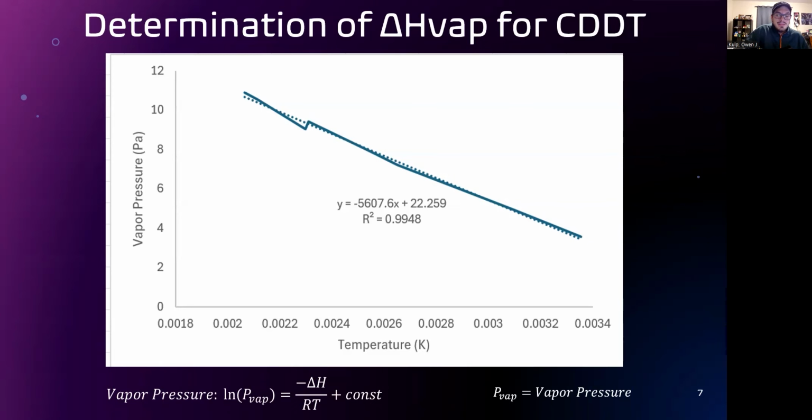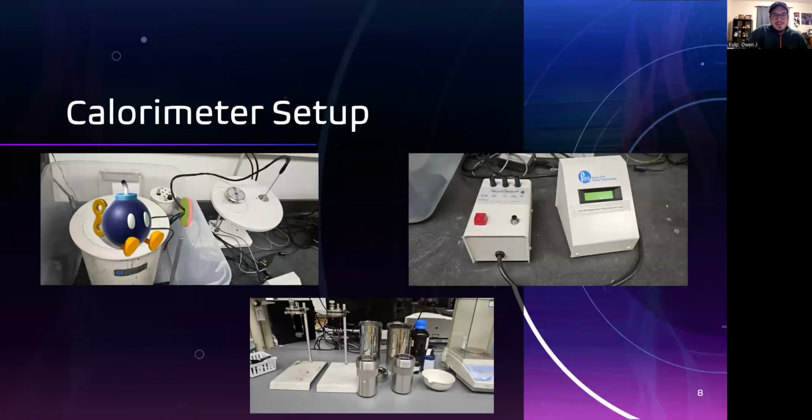Now we can get into the meat of the experiment. In order to run this experiment, it is important to note that benzene is extremely dangerous, so we will be only working with cyclohexane and CDDT. Down at the bottom here, we have our bomb calorimeters and chemicals. These allow us to create our controlled conditions for the experiment.